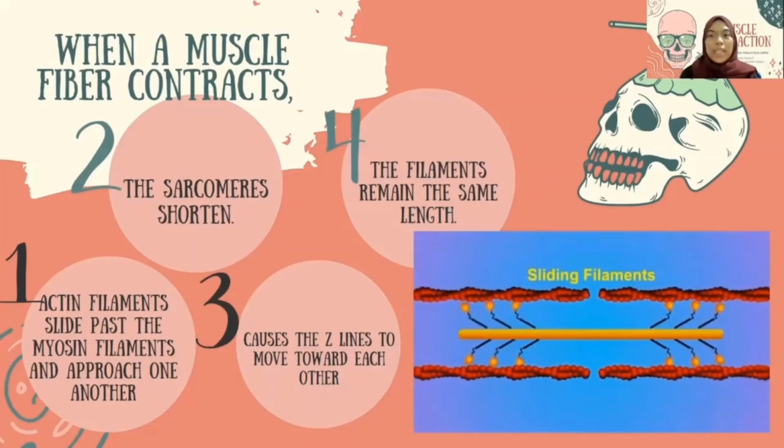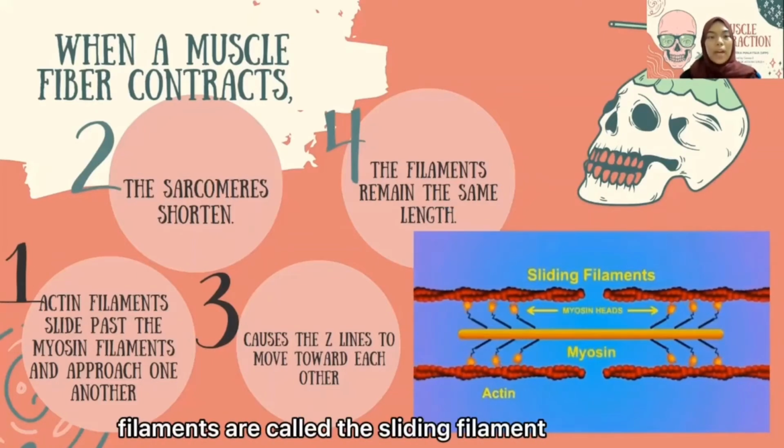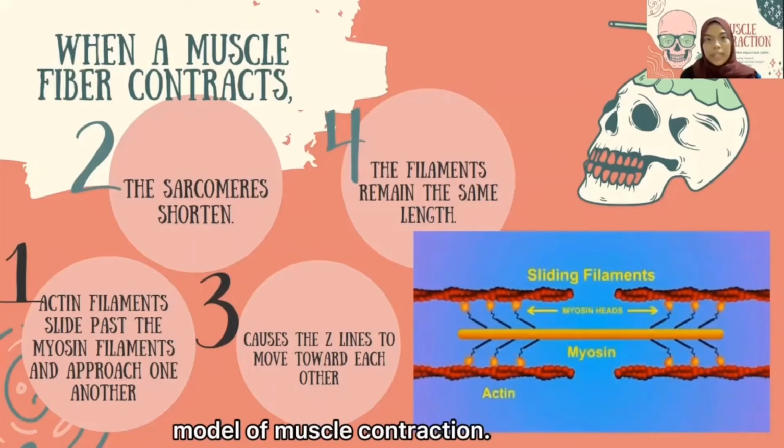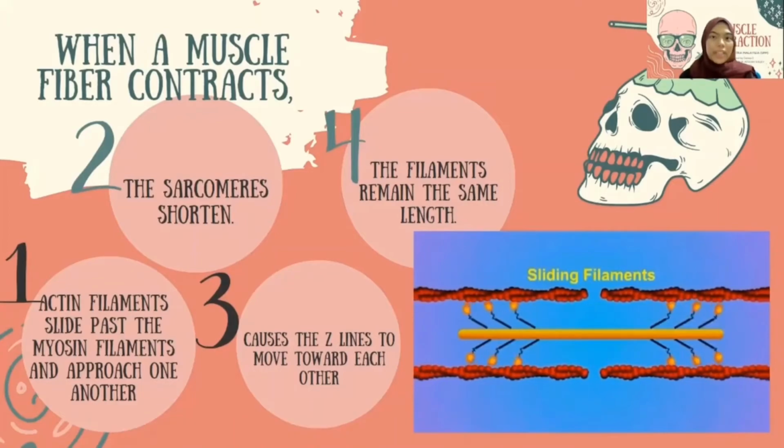For your information, the movement of actin filaments toward the myosin filaments is called the sliding filament model of muscle contraction. Now I will pass the presentation to Batisha.